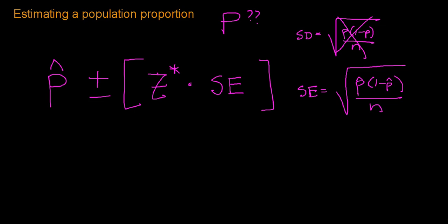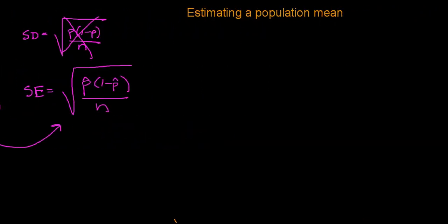So to estimate a population proportion with an interval, we start off with our sample proportion P hat. We go up and down by Z star, that's our critical value, times the standard error. And to calculate the standard error, we use this formula right here, which is the same formula as standard deviation, but because we don't know the true P, we have to use P hat. Easy.